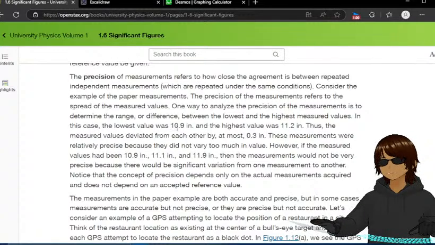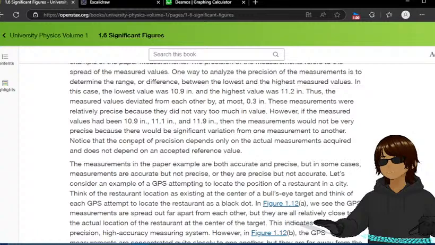In this case, the lowest was 10.9, the highest was 12.2. Thus, the measured values deviated from each other by at most 0.3 inches. These measurements were relatively precise because they did not vary too much in value. However, if the measurement values had been 10.9, 11.9, 11.1 and 11.9, the measurements would not be very precise because there would be significant variation from one measurement to another.